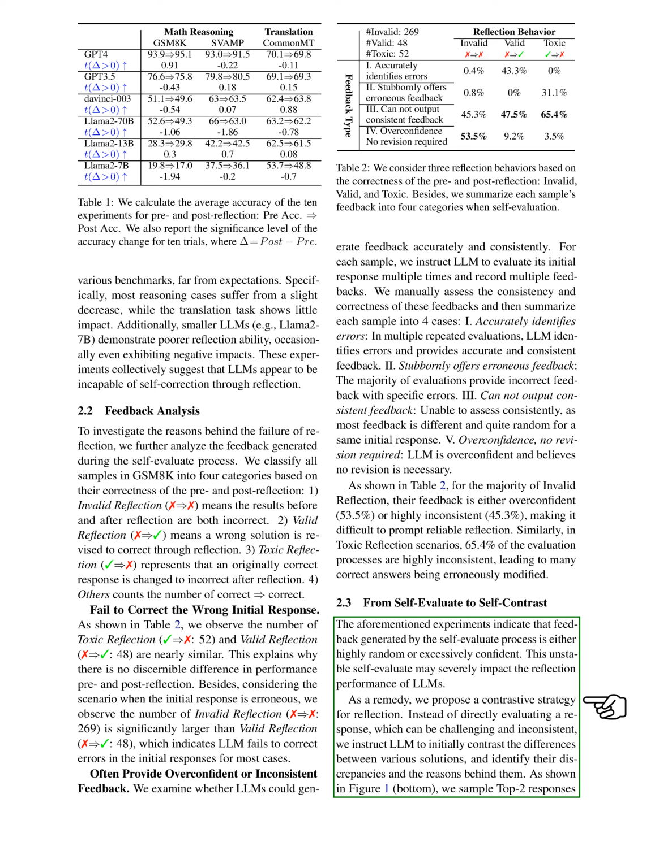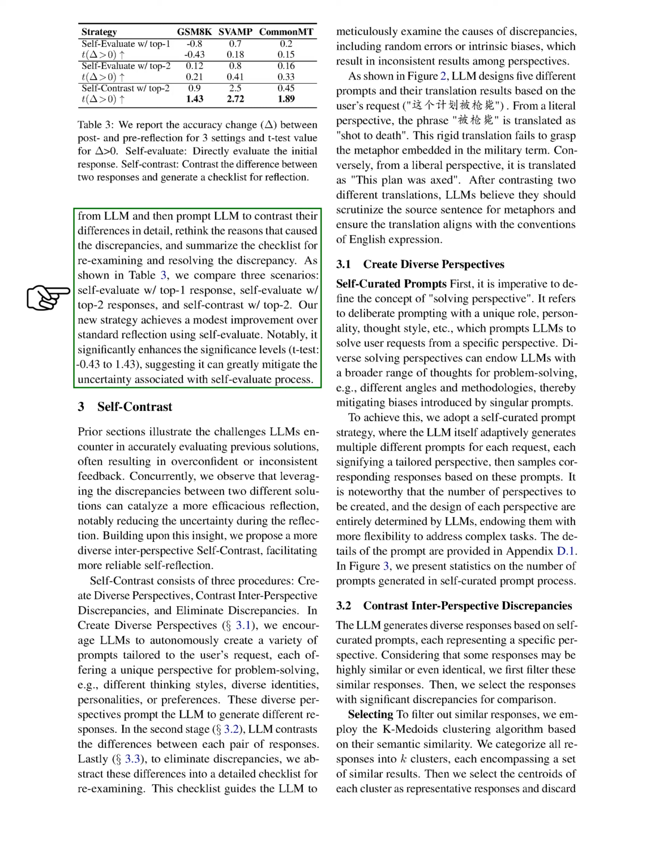Our experiments showed that feedback generated through self-evaluation was often either highly random or overly confident, which could negatively impact the LLM's performance. To improve this, we proposed a contrastive strategy for reflection. Instead of directly evaluating a response, we instructed the LLM to contrast the differences between various solutions, identify their discrepancies, and understand the reasons behind them. We found that this new strategy led to a modest improvement over standard reflection using self-evaluation. It significantly enhanced the significance levels, suggesting it can greatly reduce the uncertainty associated with the self-evaluation process.